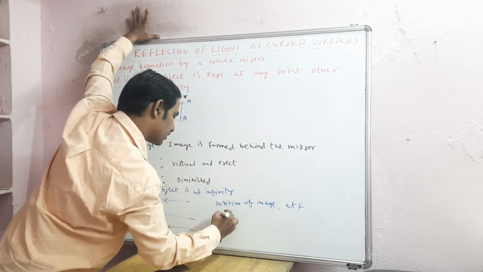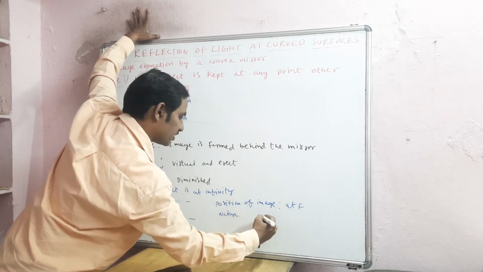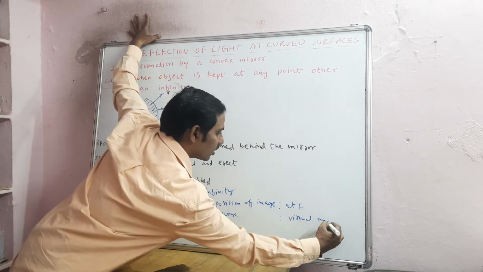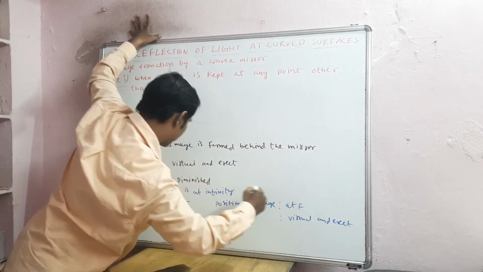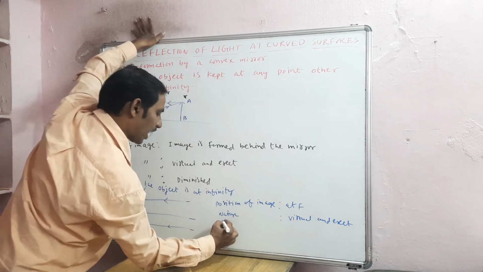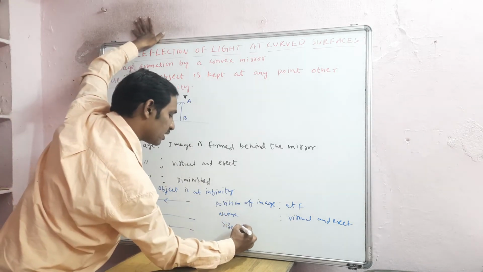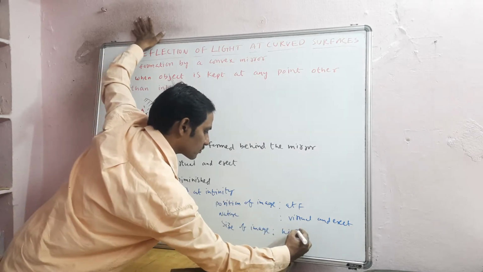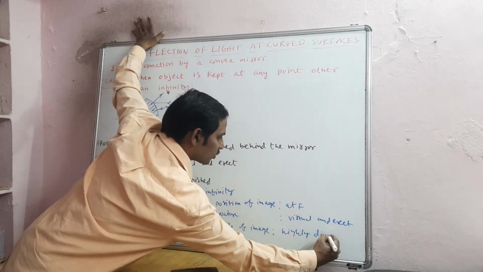And what is the nature? Nature of image will be of course virtual and direct. Why? Because the light rays appear to come from or appear to meet. And size of image will be highly diminished, you would say, or you can say point sized.